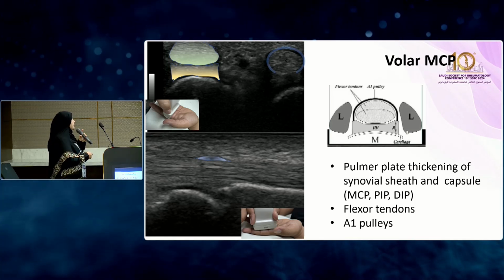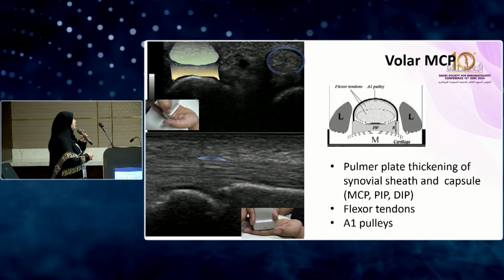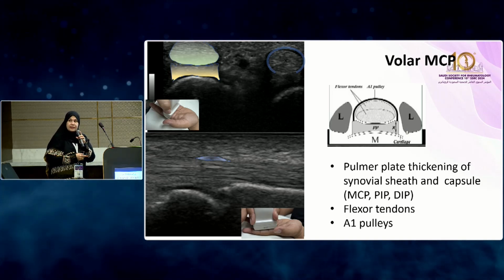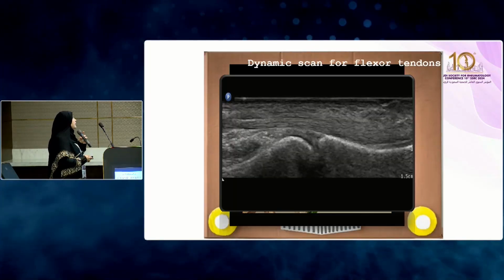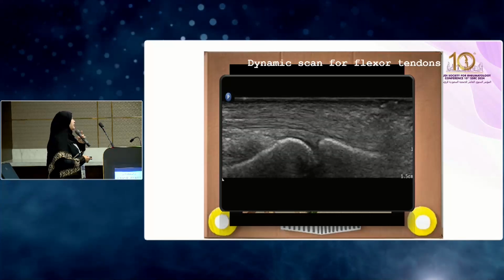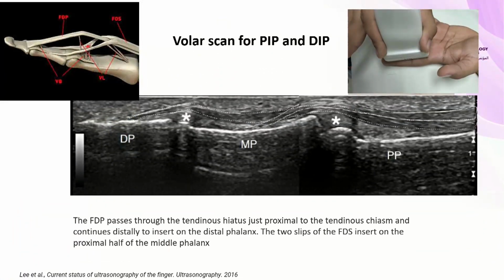This is the longitudinal scan. Again, this is the palmar plate, the flexor tendons, and the A1 pulley on top. Usually, you cannot identify the A1 pulley easily unless there is a pathology. Dynamic assessment of the flexor tendon is crucial to identify any abnormality or triggering.